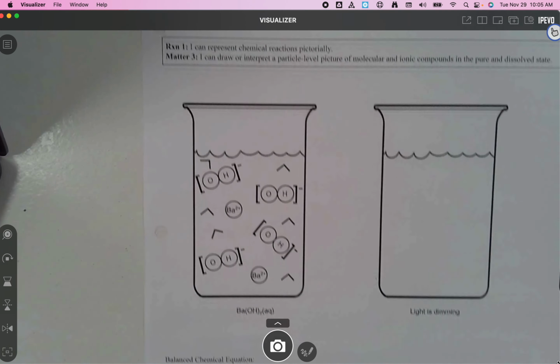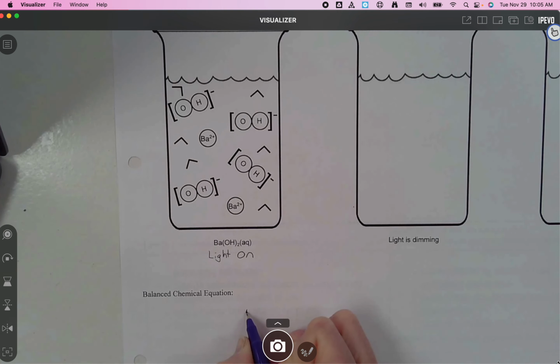So let's start by having you and your team write the balanced chemical equation for the double replacement reaction that's occurring. We start with aqueous barium hydroxide. That reacts with aqueous H2SO4. So work as a team and get a balanced chemical equation for that double replacement reaction.